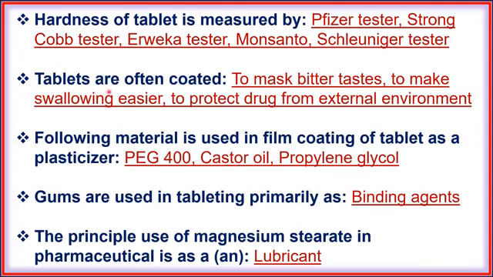Next, tablets are often coated to mask bitter taste, to make swallowing easier and to protect the drug from external environment. Next, following material is used in film coating of tablet as plasticizer: PEG 400, sterile and propylene glycol. Next, gums are used in tableting primarily as binding agents. Next, the principal use of magnesium stearate in pharmaceutical is lubricant.